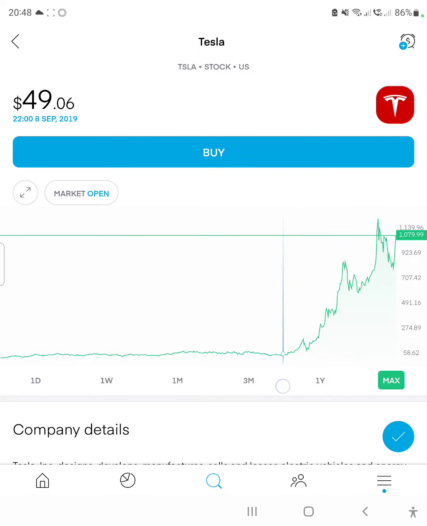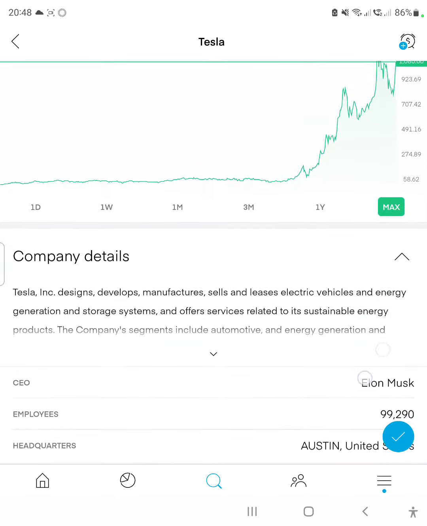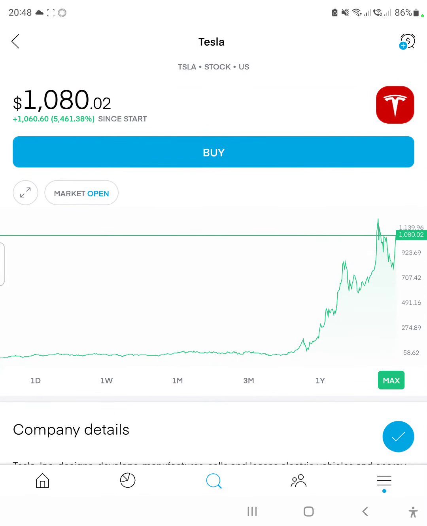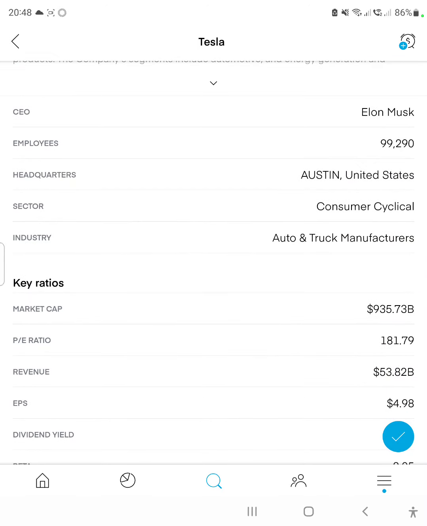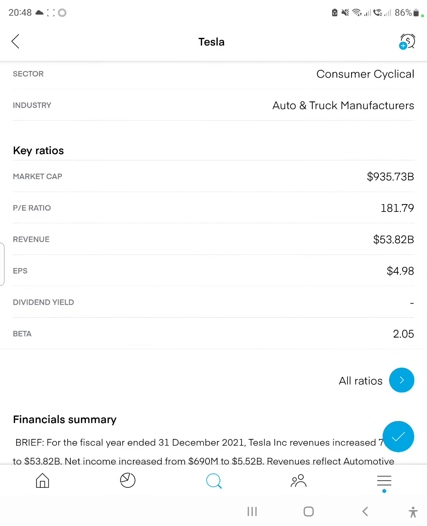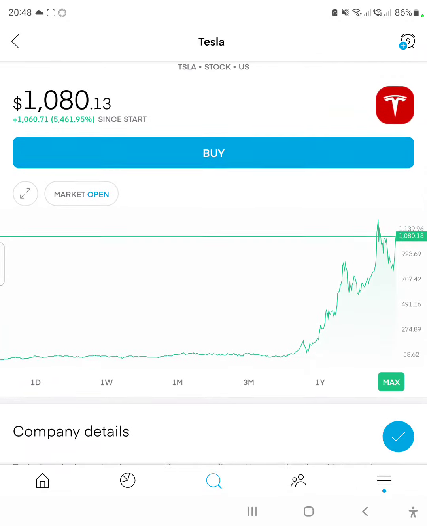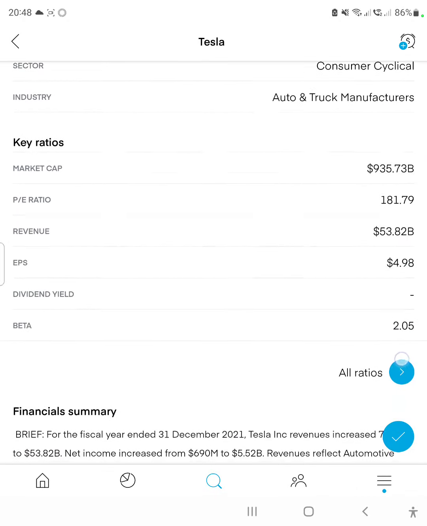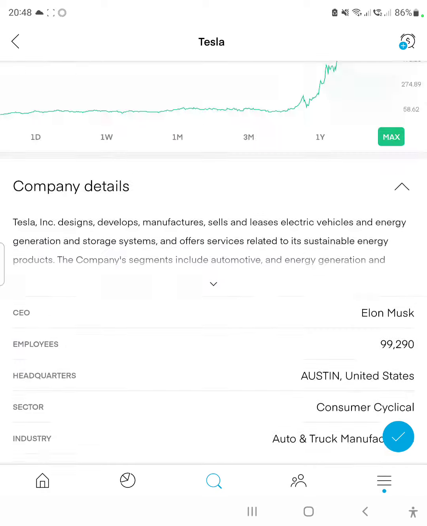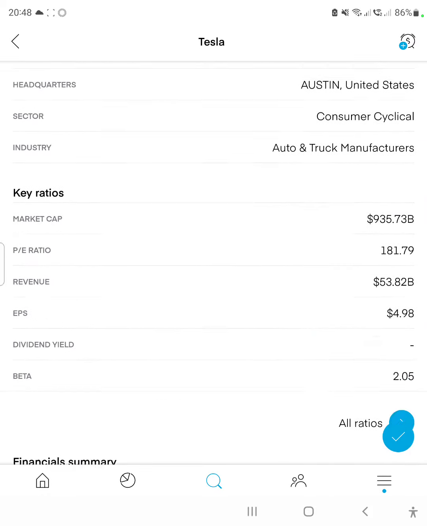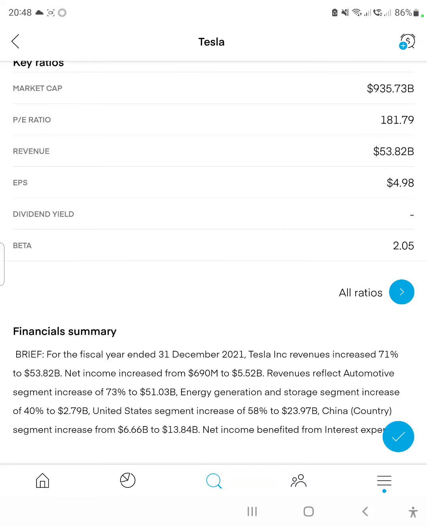So yeah, which is pretty awesome actually. It's gained almost 6,000% in the last 2.5 years, which is just amazing. Almost a $20 trillion market cap, 181 PE ratio. So that's a very high price earnings ratio. The revenue is 53 billion. Earnings per share 4.8, which is very, very tiny actually. The earnings per share is very, very low, one of the lowest I've ever seen.